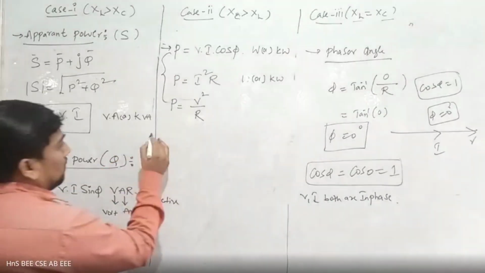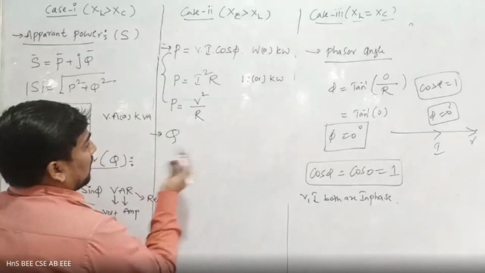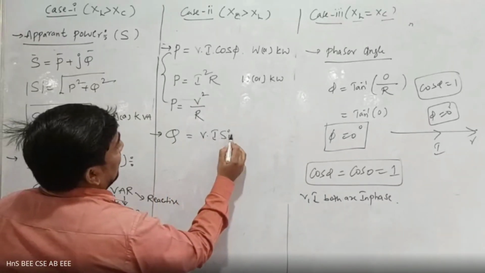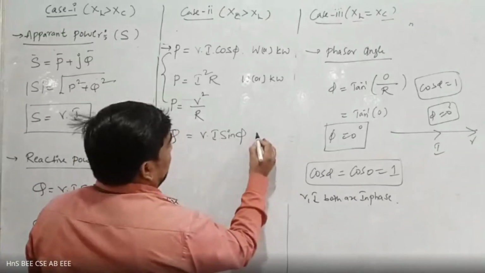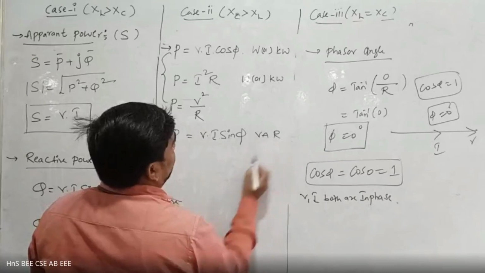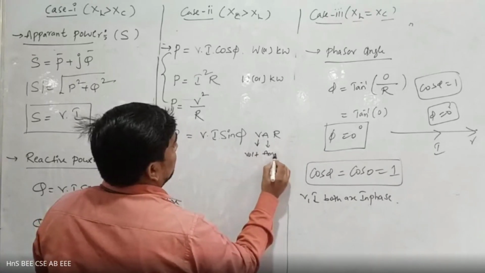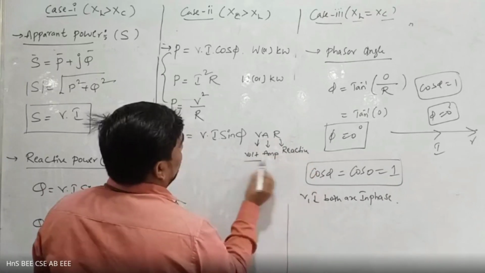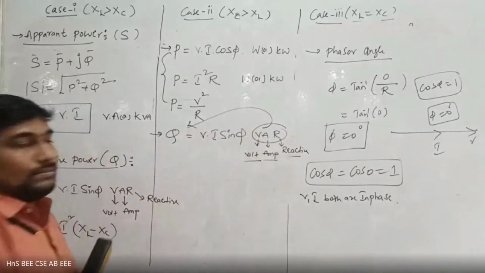Now coming to the next power, reactive power. It is represented with a Q, capital Q symbol, that is V into I into sin phi. Now the units are VAR. What is VAR? Volt, ampere, reactive. VAR is the unit of reactive power.